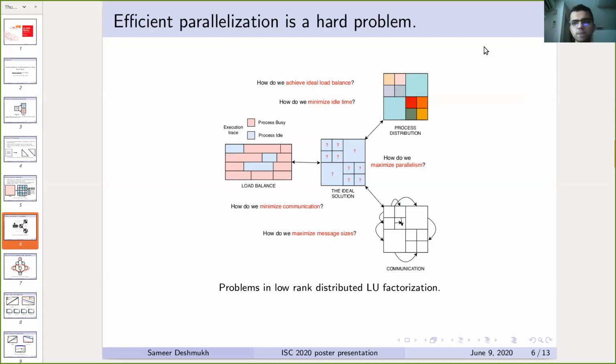Now, if you try to parallelize these matrices on large supercomputers, we run into several problems relating to process distribution, communication, and load balance. Basically, how do we manage all these trade offs in order to come up with an ideal solution that gives us the optimum performance for a given machine and problem size?